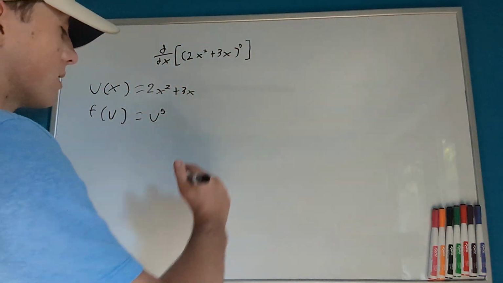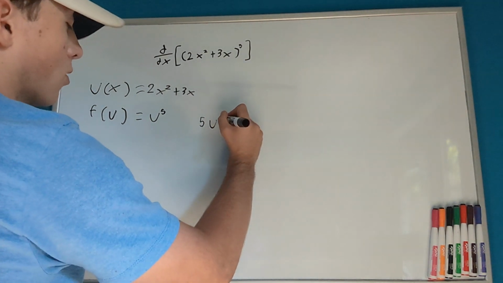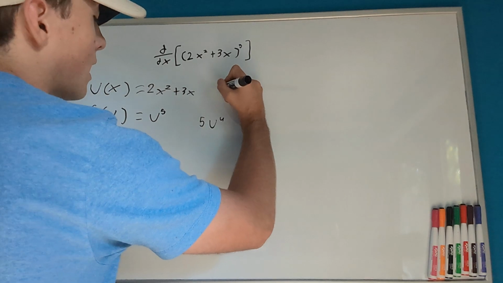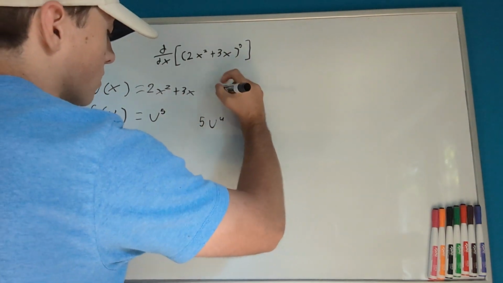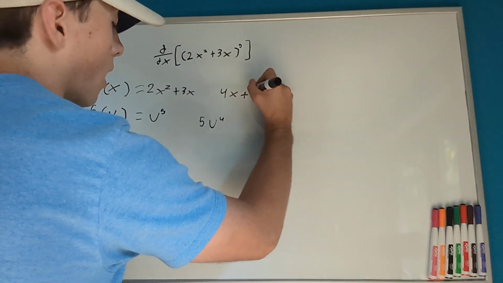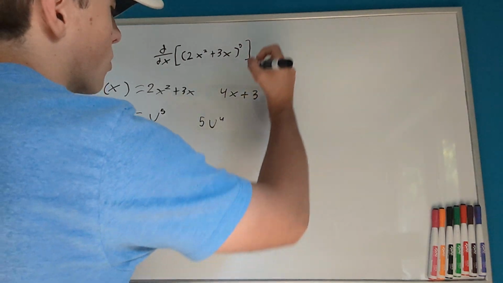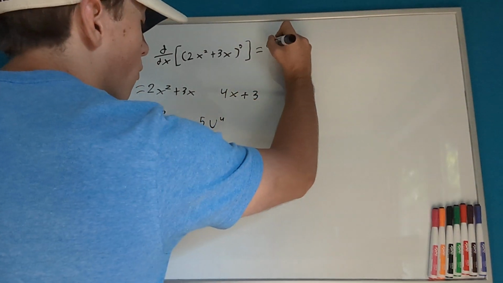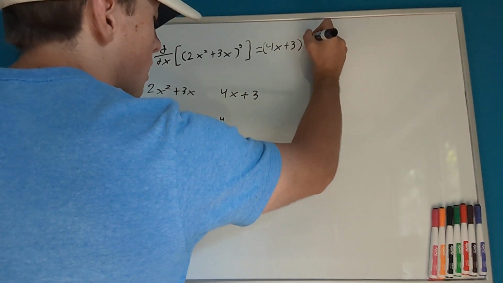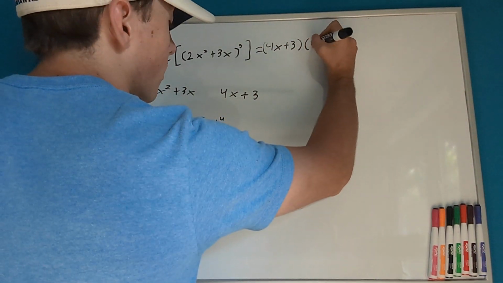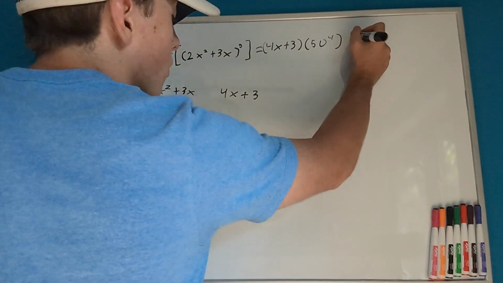So the derivative of this is 5u to the fourth, right? We can just utilize the power rule. And the derivative of this is 4x, no, sorry, yeah, that's 4x plus 3, all right? So then we can say that the derivative of this equals 4x plus 3 times 5u to the fourth.